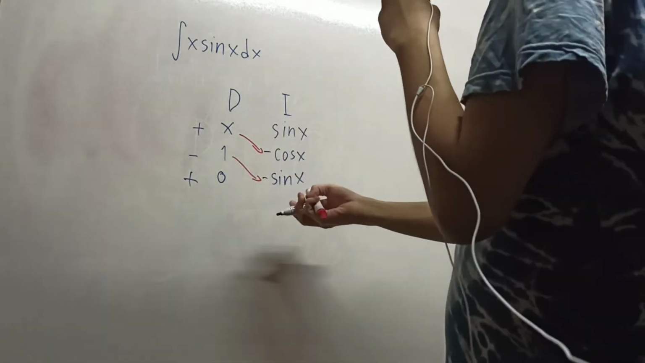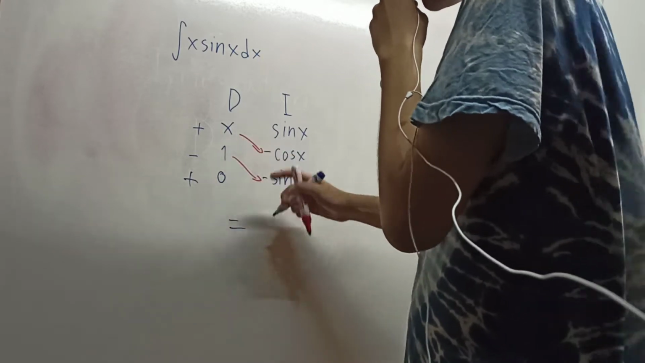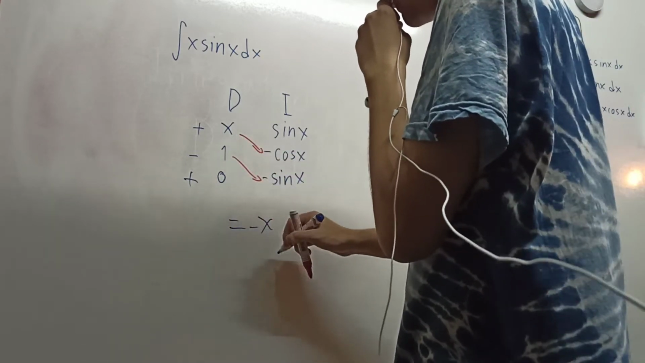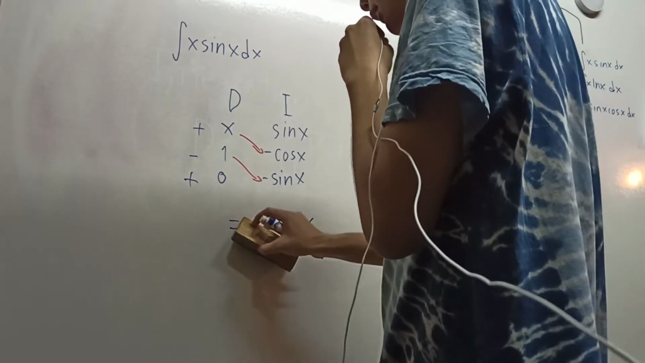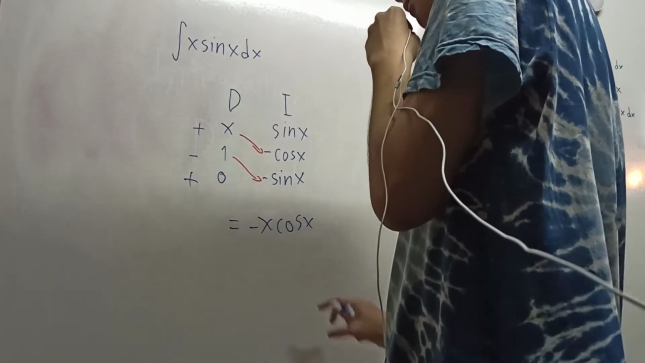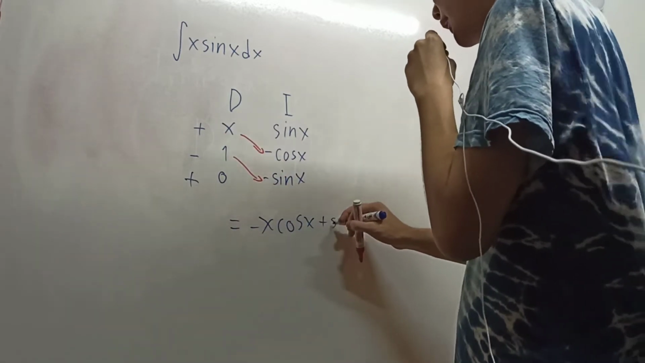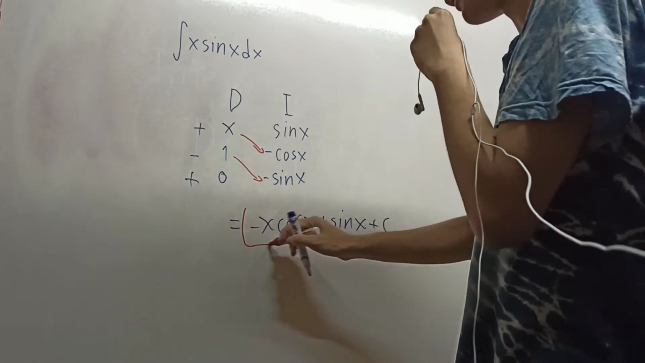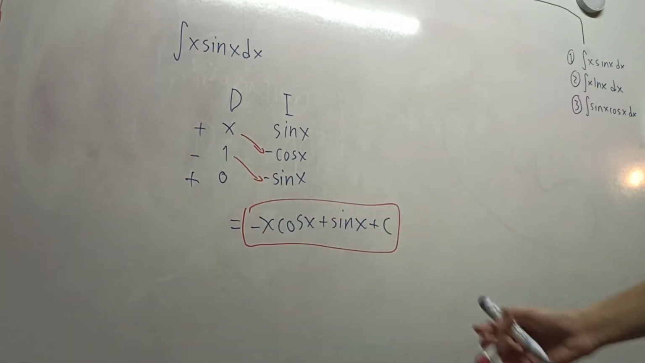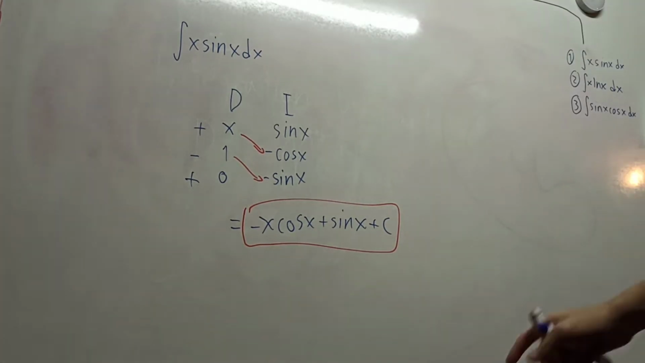So we multiply it diagonally, what do we get? We get x times minus cosine x, which is minus x cosine x, and then minus 1 times minus sine x, we get plus sine x. And there you go, plus C. There you go, integration by parts. Done. That's the first stop.